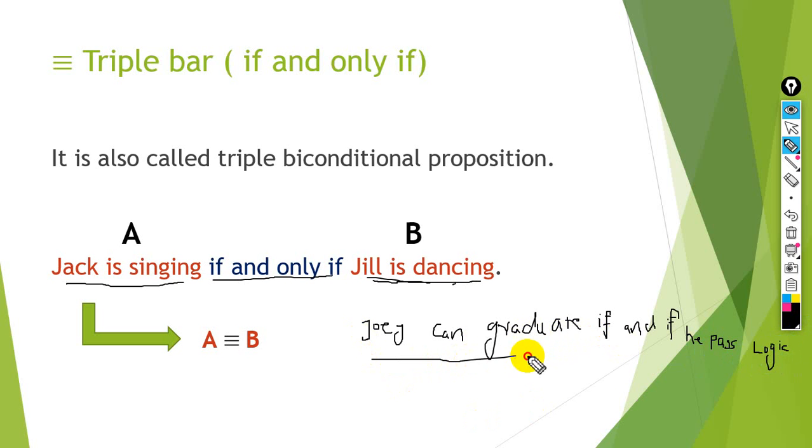This is the first part of this proposition, the biconditional statement, and this is the second proposition. So we can combine these. This is A, and for this we use the triple bar, and this is B. We can represent it just like this: this is A, this is B, and for "if and only if" we use this triple bar. So this is the representation of the if and only if condition, the biconditional proposition.